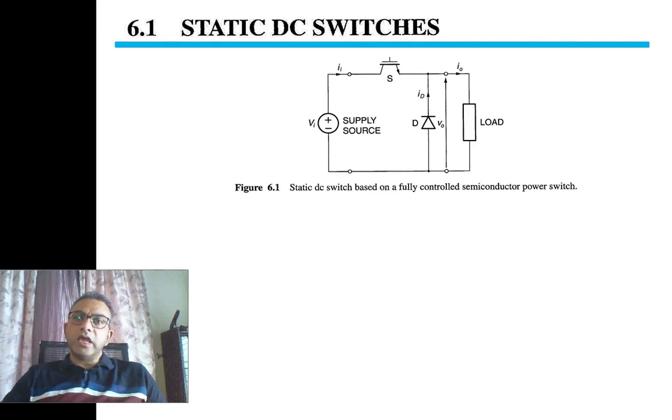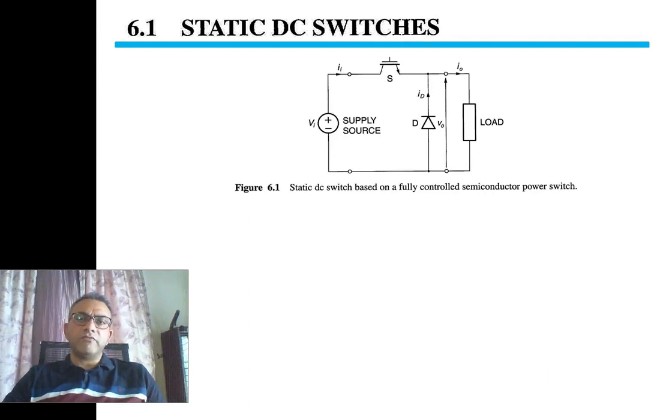Now, in the case of resistive load, there will be no trailing current. However, in the case of RL load, the inductor in the load will not reduce the current immediately to zero. There will always be some residual current.